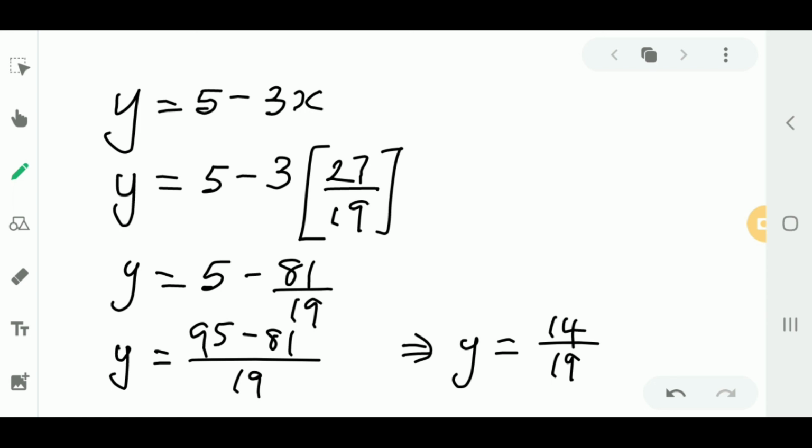So again, you could check your answers by substituting y, 14 over 19, and x as 27 over 19 in equations 1 and 2 in the left-hand side, and if you get what is on the right-hand side, then your answers are correct.